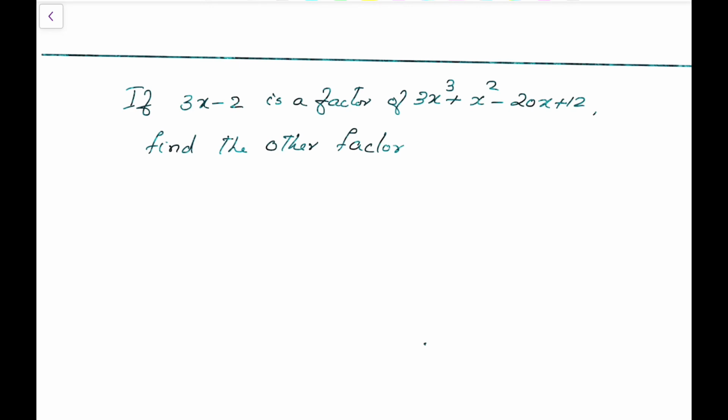A similar problem: if 3x minus 2 is a factor, find the other factors. For this we have to do the long division. They have already given you that it is a factor. So we will do the long division: 3x cube plus x squared minus 20x plus 12, divided by 3x minus 2.